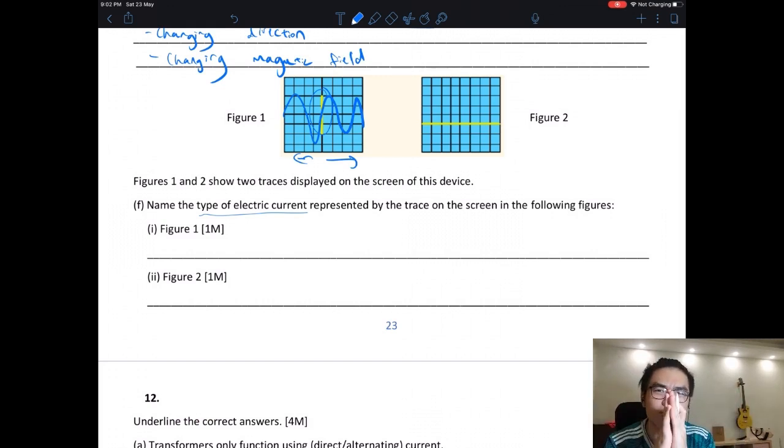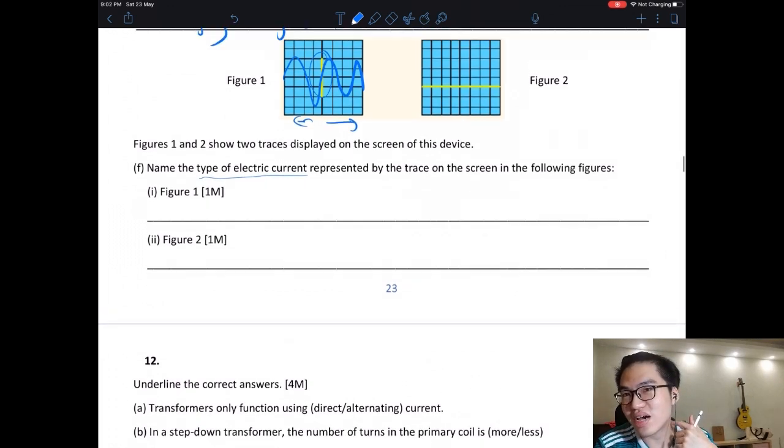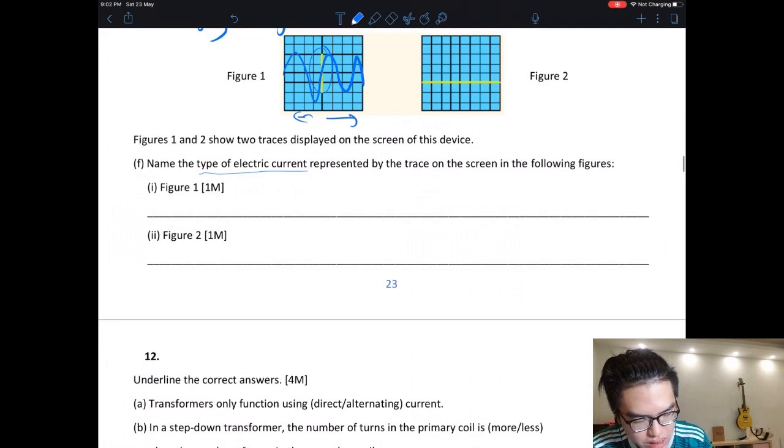Now I switch off my x-axis. This is still an AC. It's just that I'm changing the setting on the CRO. So this is AC. The one line is DC.